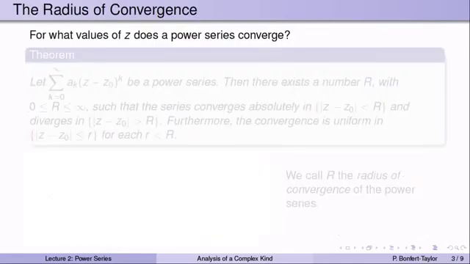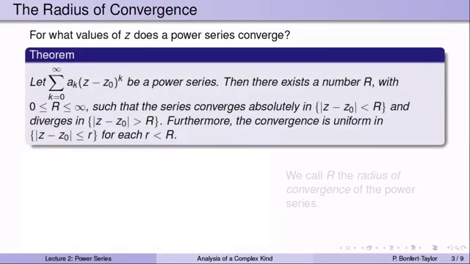So how do I find in general for a given power series for what values of z it converges? There's the following theorem. Suppose I'm given a power series. Then there exists a number R, and this R is between 0 and infinity. Infinity is allowable as a number R, and 0 is as well, such that this series converges absolutely as long as the absolute value of z minus z0 is less than R, and it diverges when the absolute value of z minus z0 is bigger than R.